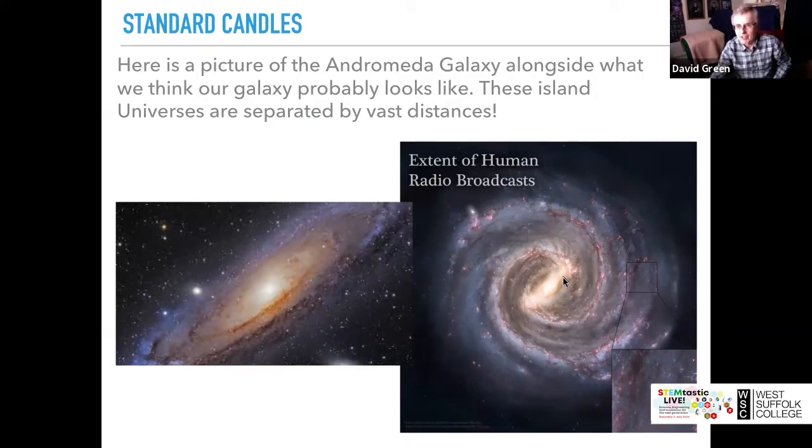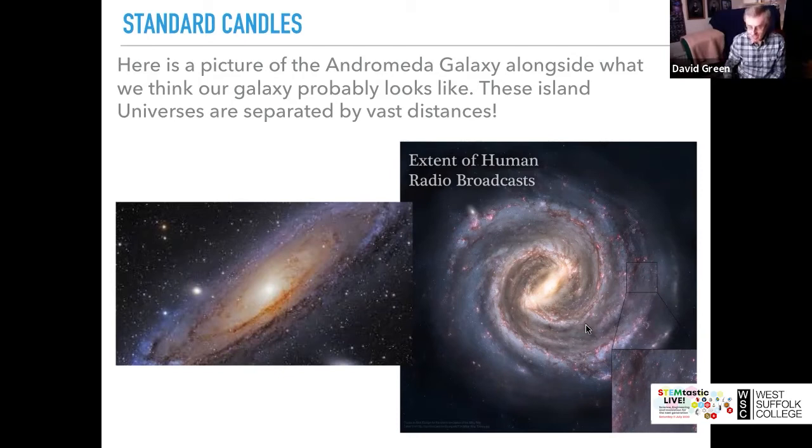Just for fun, I've shown a picture of what's called a barred spiral galaxy, which is what our Milky Way looks like. This is obviously not a picture of the Milky Way because we can't get outside the Milky Way to take a picture of it. But this is what we think the Milky Way looks like. And our sun is somewhere in a spiral arm towards the edge. And that little blue dot represents how far radio waves have actually gone over the last 100 years. So it just shows you how big these galaxies are.